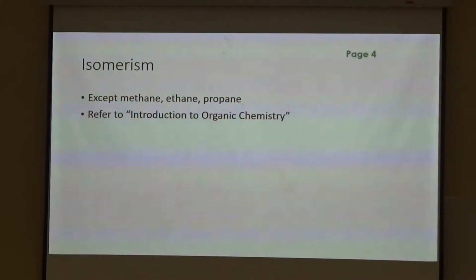Okay, next we're going to go on to isomerism. Same thing, if you're not sure, you can refer to it. Basically for isomerism, there are a few kinds. You have your cis-trans, you have enantiomer, you have positional. Then you also have different structures that have the same molecular formula.